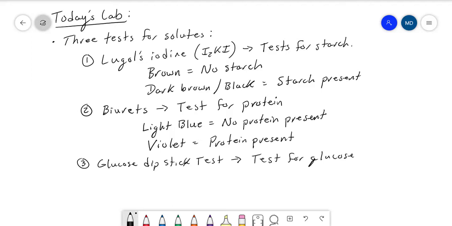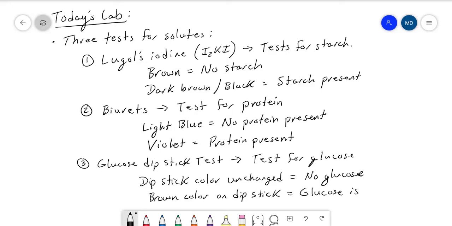If you dip the stick into a solution that contains no glucose, then the pad on the end of the stick will remain the same color, which is typically a light bluish or greenish color. But if you dip the stick into a solution that contains glucose, then the pad will turn brown. Now let's discuss what today's lab looks like.